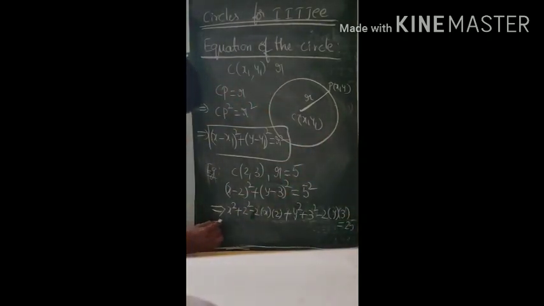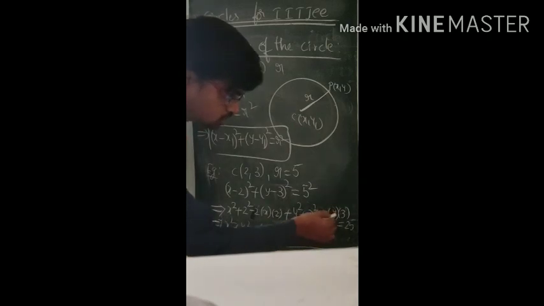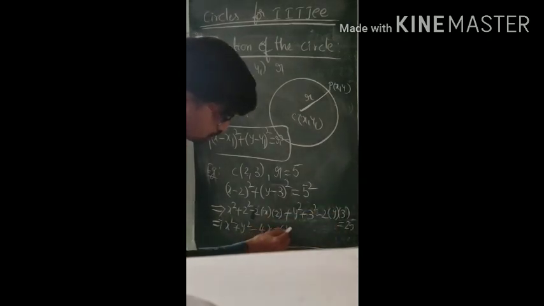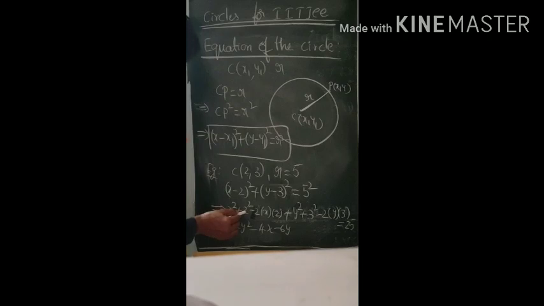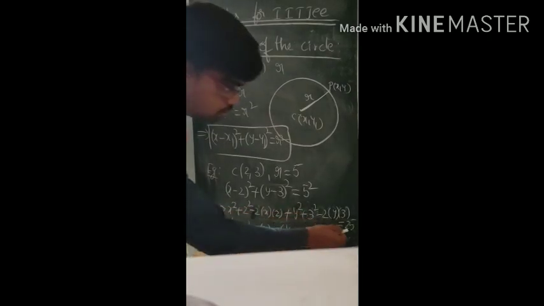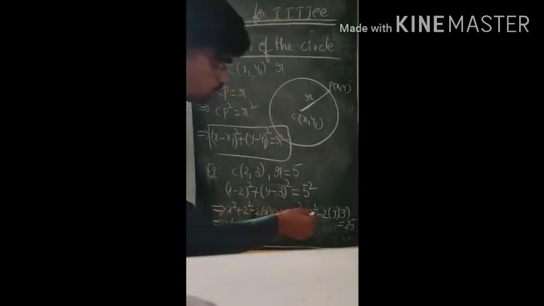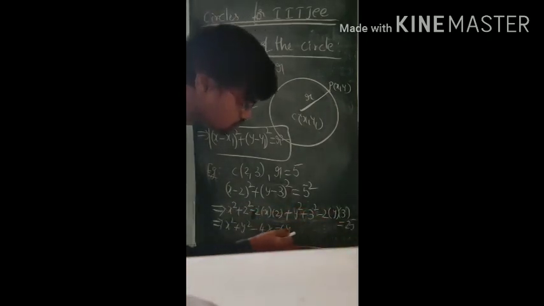So you will get x square plus y square, then 2 into 2 into x, that is minus 4x. Next, 2 into 3 is 6, so minus 6y. Constants: 2 square is 4, 3 square is 9, 4 plus 9 is 13. The 25, if you bring it to the left-hand side, becomes minus 25. 13 minus 25 is minus 12, equals 0.